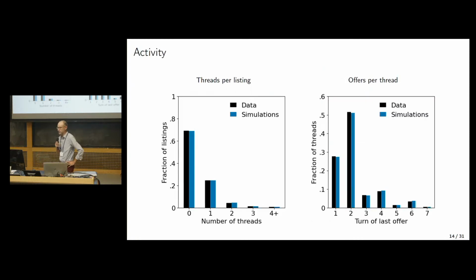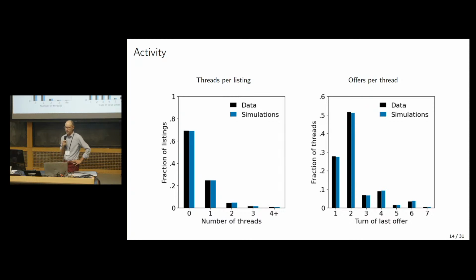We can look at other summary statistics. On the left, the number of threads, or buyer-seller interactions, per listing. Most everything on eBay is junk, and so the modal outcome is nobody shows up and the listing expires. Very rare that we get more than 2 buyers making offers on a given listing. On the right, the number of offers per thread. We can go 7 turns deep, but that's relatively rare.